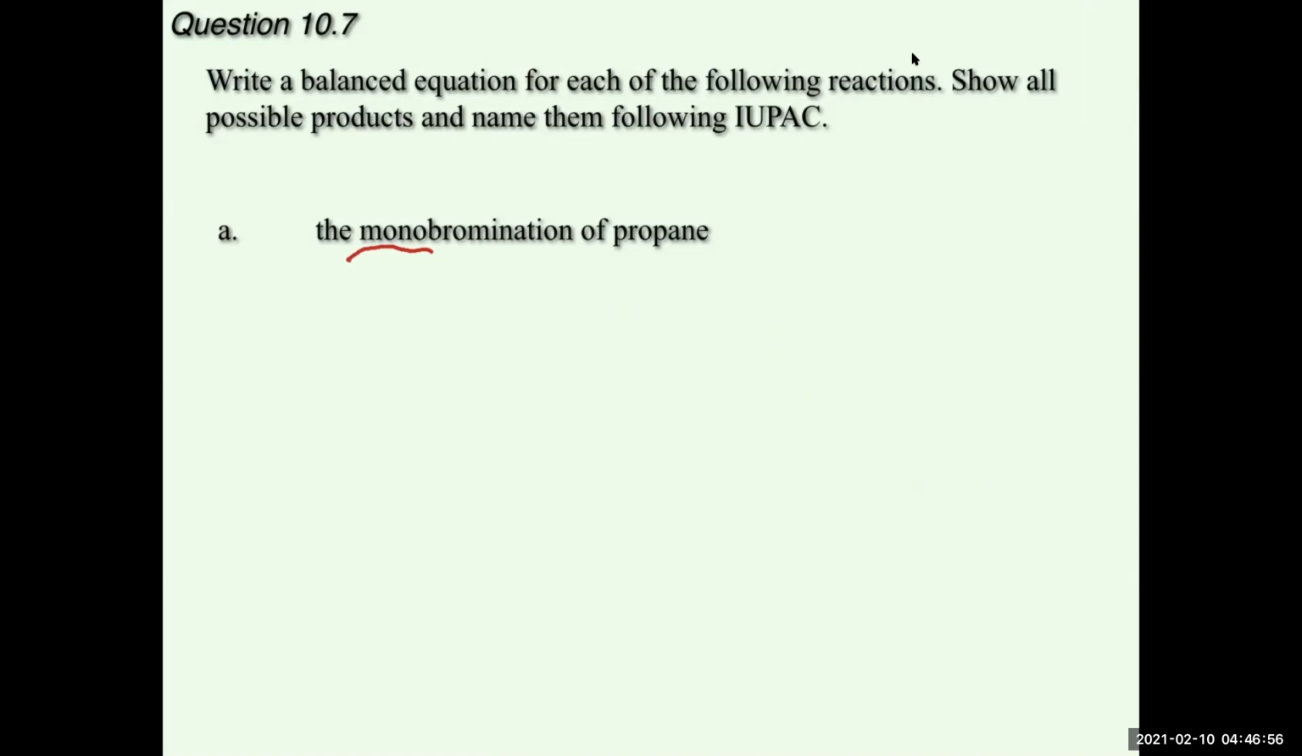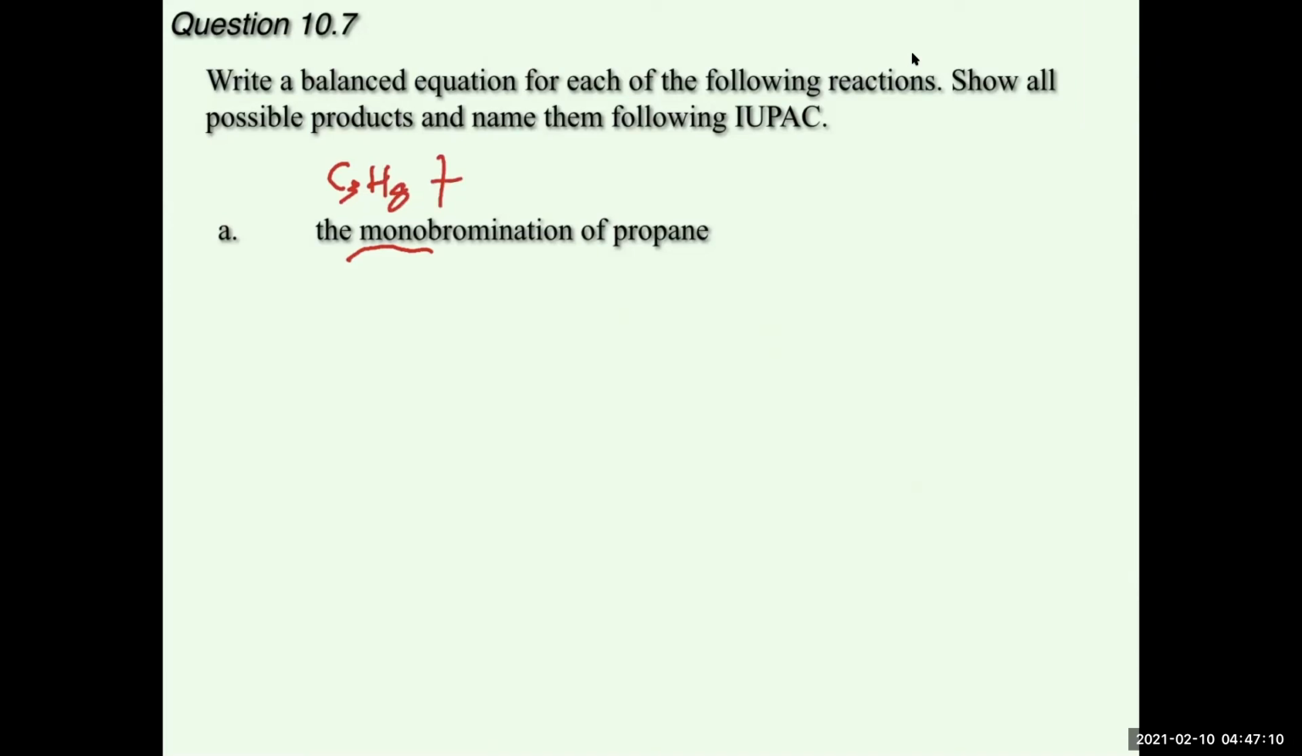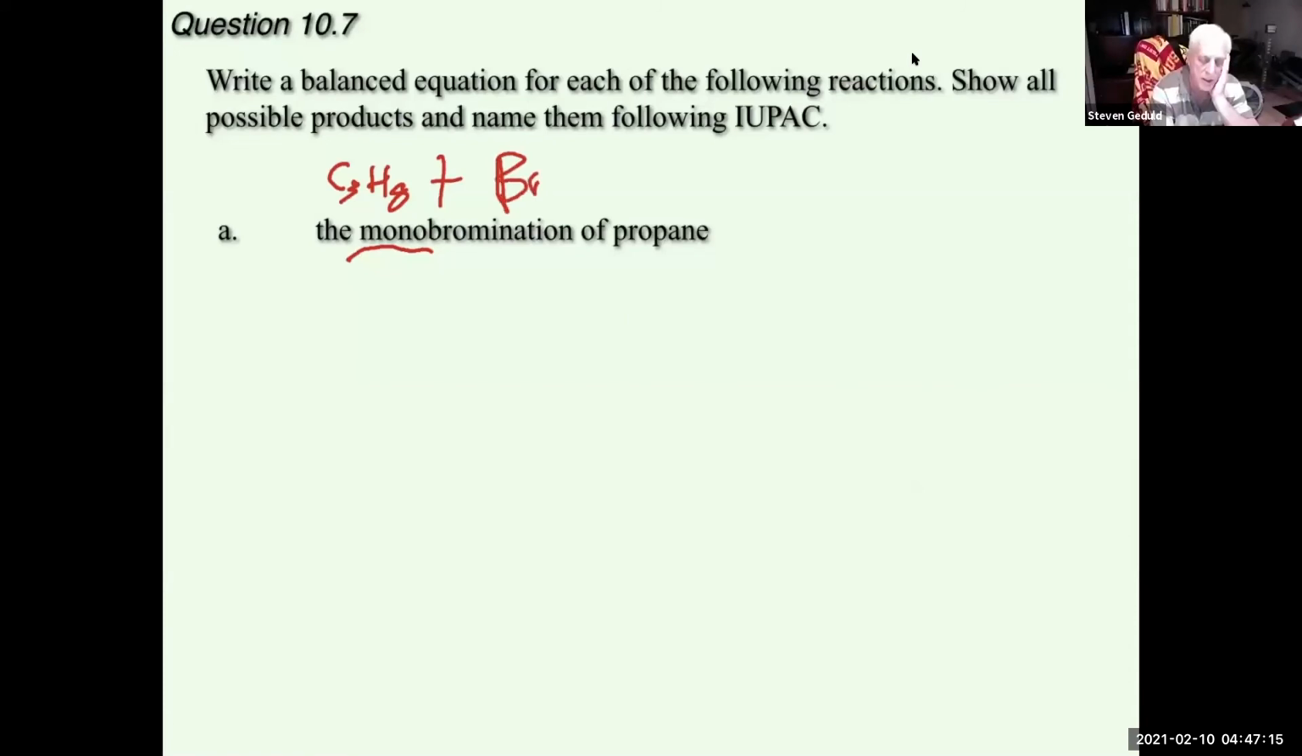Three carbons. How many hydrogens? 8. Perfect. Plus, what are we adding to it? Bromination. So we're adding Br2. And it's going to produce C3H7, because we're losing one hydrogen, and it's a replacement reaction, replacing with bromine.